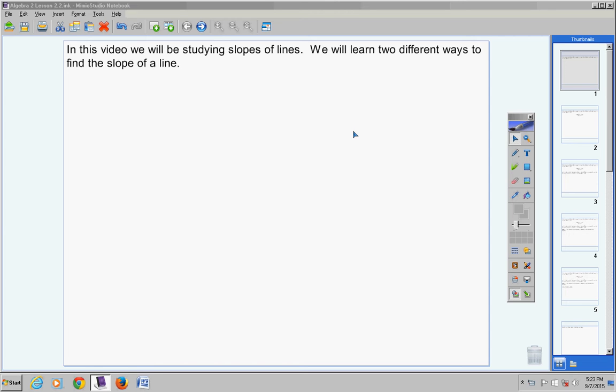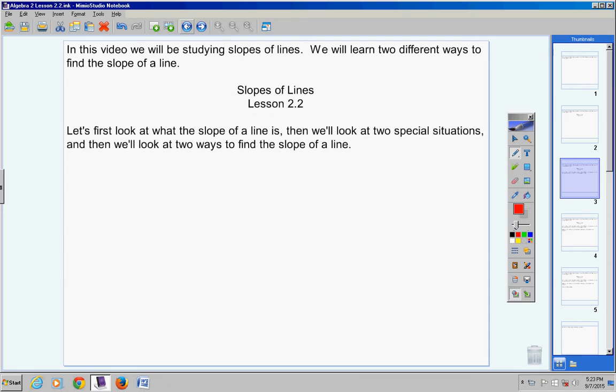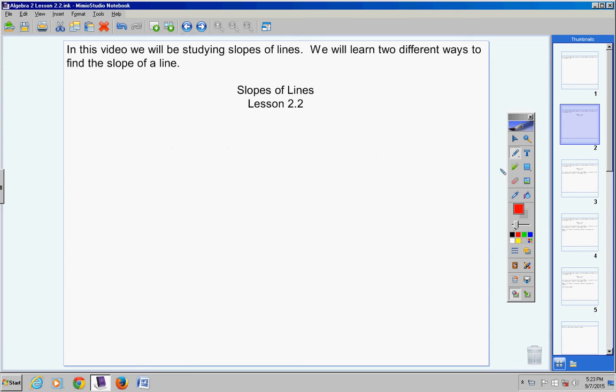Slopes of lines. Now this hopefully should be a review. I know we covered this in geometry a little bit, and I'm sure in Algebra 1 you have also. We will learn two different ways to find the slope of a line. Your heading for today is slopes of lines.